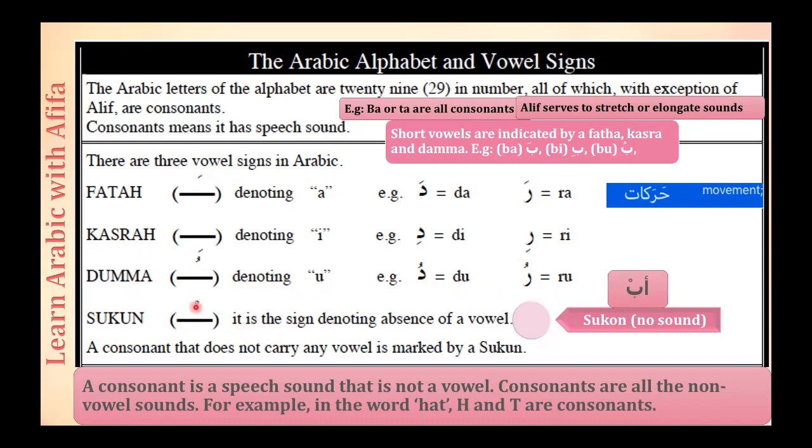And this is a sukoon. It is the sign denoting absence of a vowel. Sukoon means no sound or the sound has stopped. For example, ab. A consonant that does not carry any vowel is marked by a sukoon. So if you don't see anything on top of the letter, you can assume it is a sukoon.